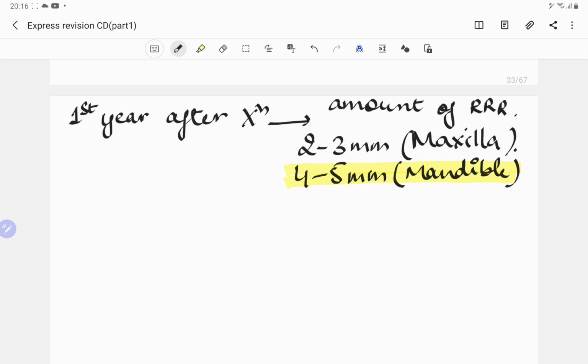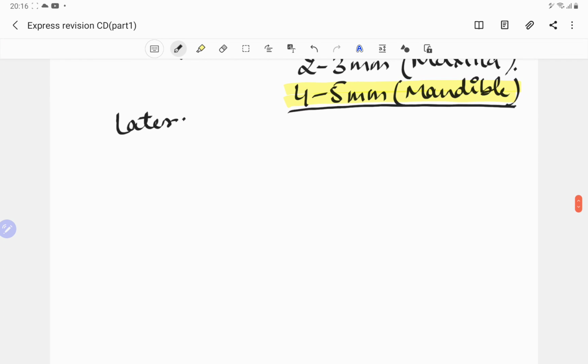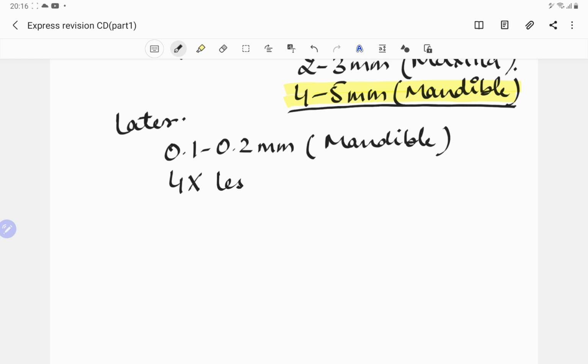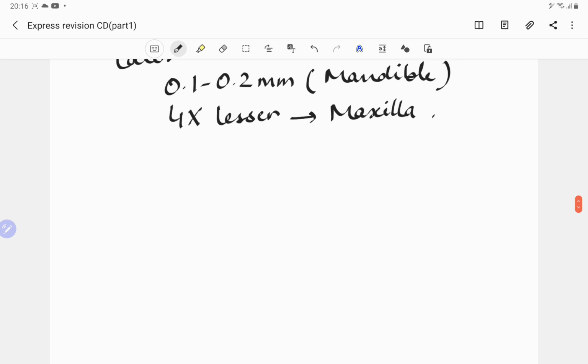So first year after extraction, the amount of residual ridge resorption for the mandible is 4 to 5 millimeter. Later on, second year, third year after the extraction, the resorption is reduced. So it is 0.1 to 0.2 millimeters for the mandible. That means maxilla is going to be lesser, even lesser than this. So maxilla is going to be 4 times lesser than the mandible.